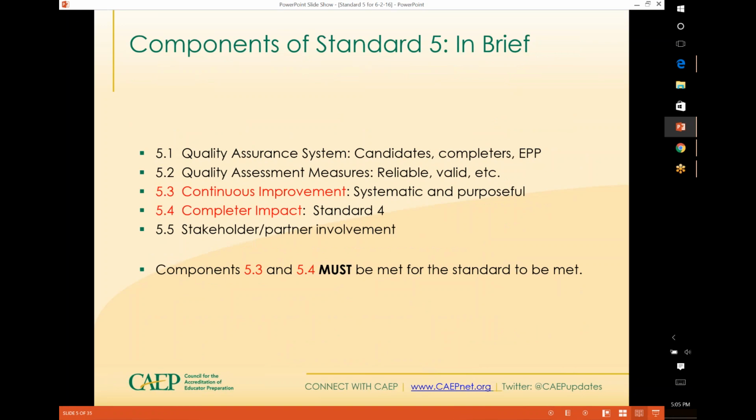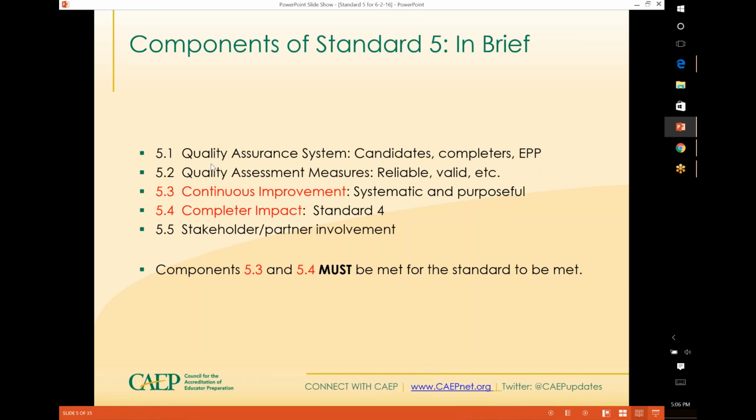So, given that that's the standard language, the components are parts of the standard to which you should pay some attention. Each one of these standards for the SI and TI approaches needs to have some kind of evidence uploaded to demonstrate under 5.1 that you have a quality assurance system, under 5.2 that your quality assessment measures are good quality, and under 5.5 that there is stakeholder or partner involvement in your quality assurance system.